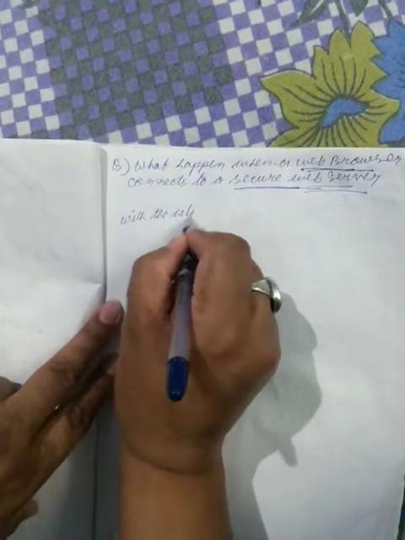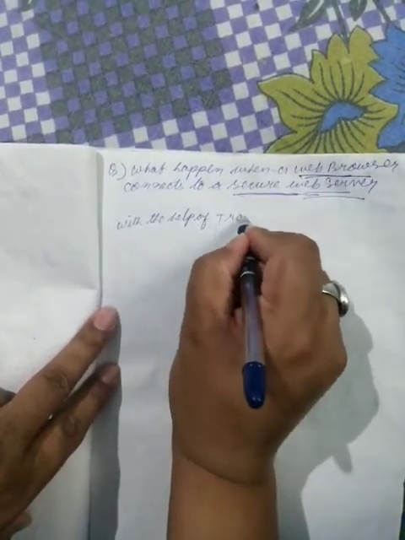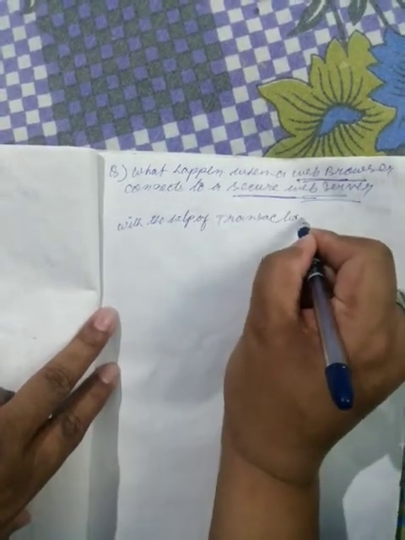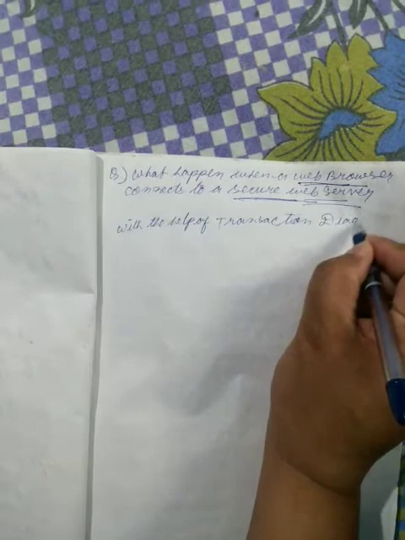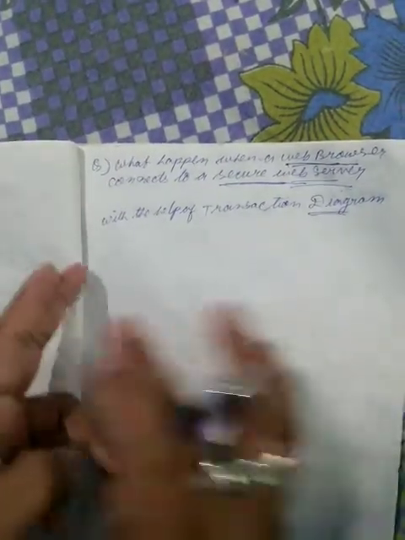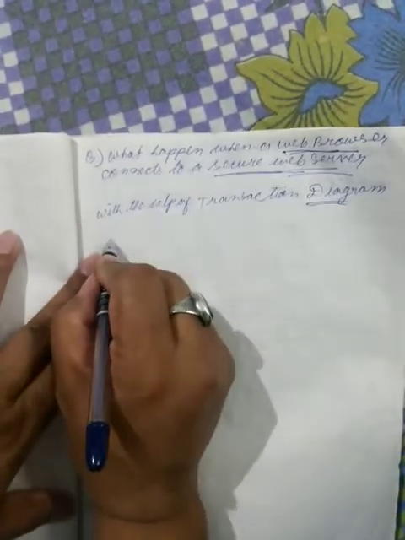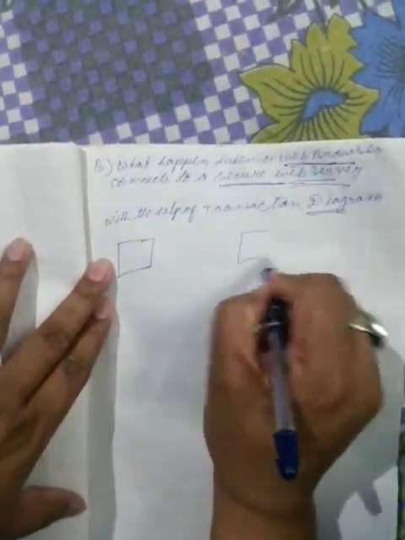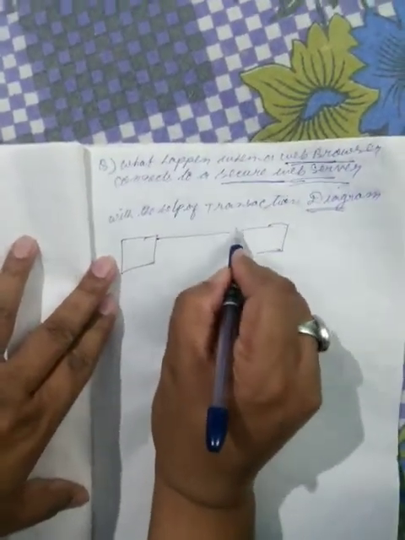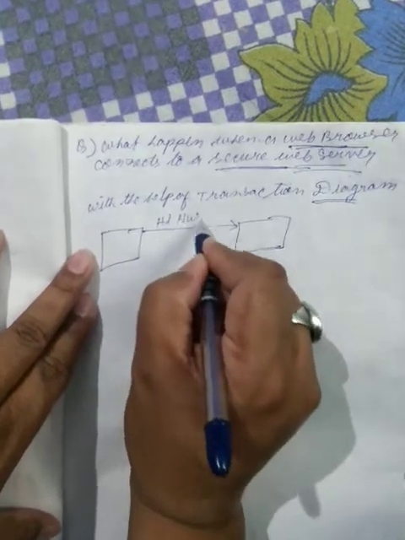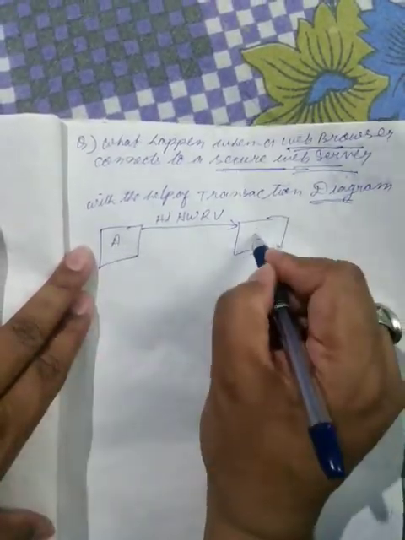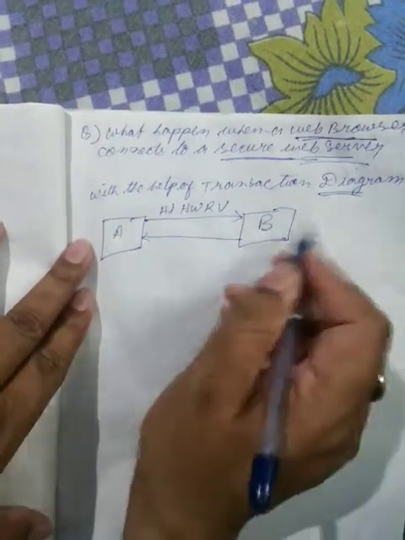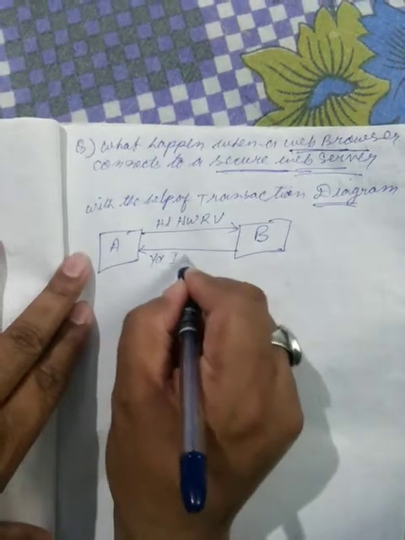Before going to that, with the help of the transaction diagram we are going to explain. A transaction diagram is nothing but two objects communicating with each other by sending messages. For example, suppose this is one object and this is another object. This object is sending a message, hi, how are you? This is an A object and this is a B object. Again, the B object is sending a response that I am fine. This is nothing but what is called a transaction diagram.